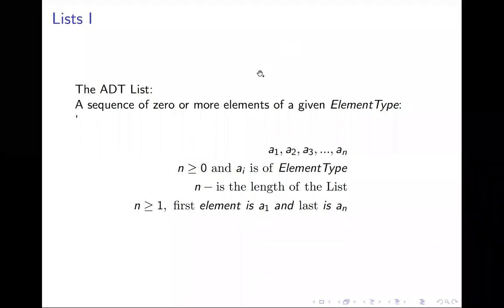So we talked about the abstract data type list, which is a sequence of 0 or more elements of a particular element type. Element type is what the user supplies. And let us say the length of the list is some n. Elements go from A1 to AN. Each Ai is of type element type.